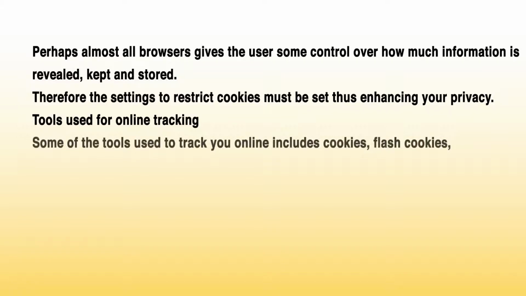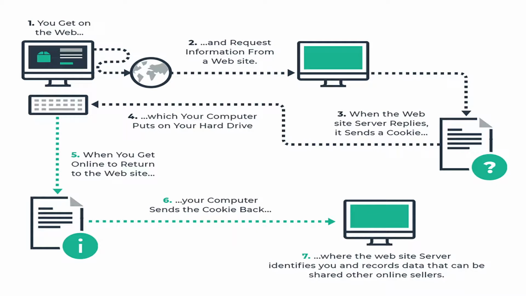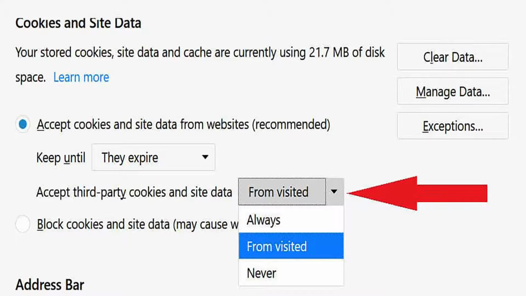The tools used for online tracking. Some of the tools used to track you online include cookies, flash cookies, fingerprinting and cross-device tracking. Cookies are defined as a piece of information on your hard drive, sent by a web server to a user's browser, gathered while visiting different websites. Cookies encompass information such as login identification, user preferences, online shopping cart information, etc.